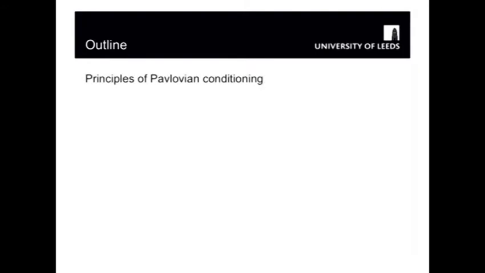I'm going to outline for you some of the principles of Pavlovian conditioning, and then I'm going to tell you about a particular example of how Pavlovian conditioning has been applied to solving a problem in humans. I'm going to start by telling you about Pavlovian conditioning, and then I'm going to give you an example of how it's been really useful to help us understand a human problem of anticipatory nausea and vomiting.